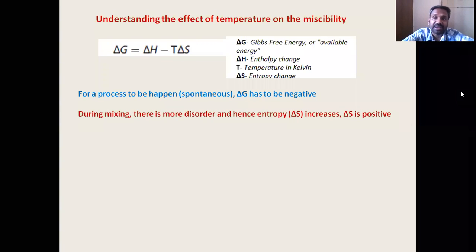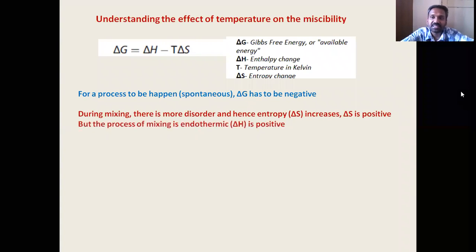What is the value of delta H now? Delta H is also positive. Why? Because the process is a bit endothermic. Mixing of phenol and water is a bit endothermic. That means it absorbs energy from the surroundings. So delta H is positive. Now take the delta H, go to the equation and substitute the values of delta H.